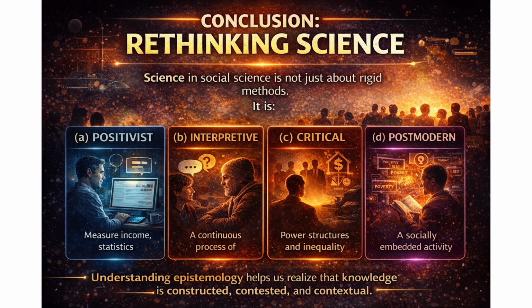Conclusion, rethinking science. Science in social science is not just about rigid methods. It is a dialogue between objectivity and subjectivity. A continuous process of questioning. A socially embedded activity. Understanding epistemology helps us realize that knowledge is constructed, contested, and contextual.